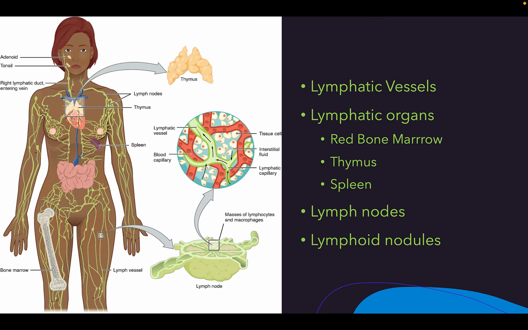Some of the characters that are involved in the lymphatic system would be lymphatic vessels, all the green. You have lymphatic organs such as red bone marrow, the thymus, and your spleen. And then you have lymph nodes and lymph nodules. Lymph nodules would be like your tonsils, or you also have Peyer's patches in your intestines.